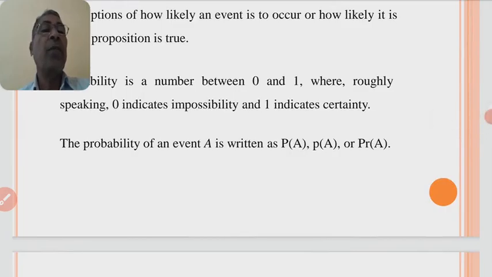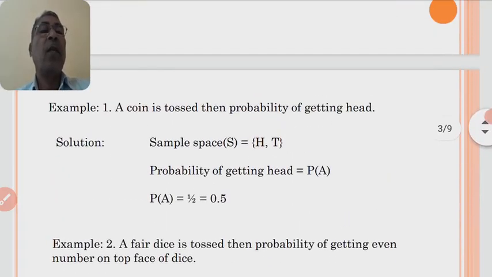The probability of an event A is written as probability of A, or small p of A, or P(A). Example: to understand the definition of probability, we will solve one simple example. The example is of tossing a coin. A coin is tossed, then find the probability of getting head. Its solution is as follows.